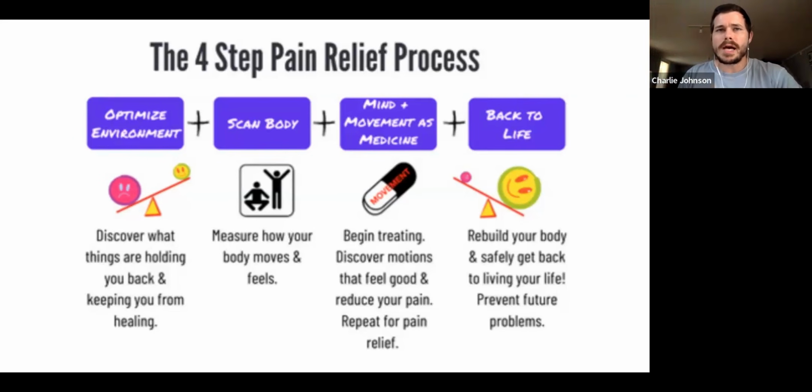All right. And then we need to get you back to life. We need to teach you a step-by-step formula for getting back to things such that you don't flare things up. And if things do flare up, you know exactly what it means and what to do now, again, and in the future to get you back to 100%. So this is a process and everyone goes through it. Optimize, self-assess, mind and movement, get back to life.